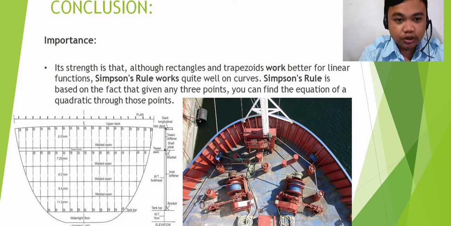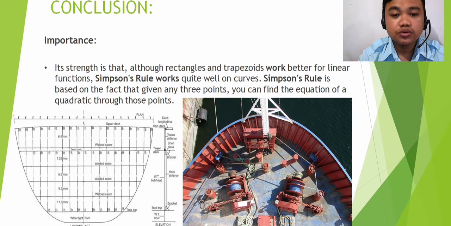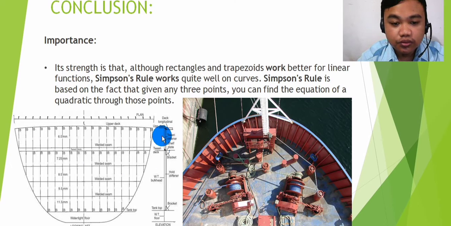So to give a conclusion to our topic, the importance of Simpson's first rule. Its strength is that although rectangles and trapezoids work better for linear functions, Simpson's first rule works quite well on curves. Simpson's rule is based on the fact that given any 3 points, you can find the equation of a quadratic through those points.